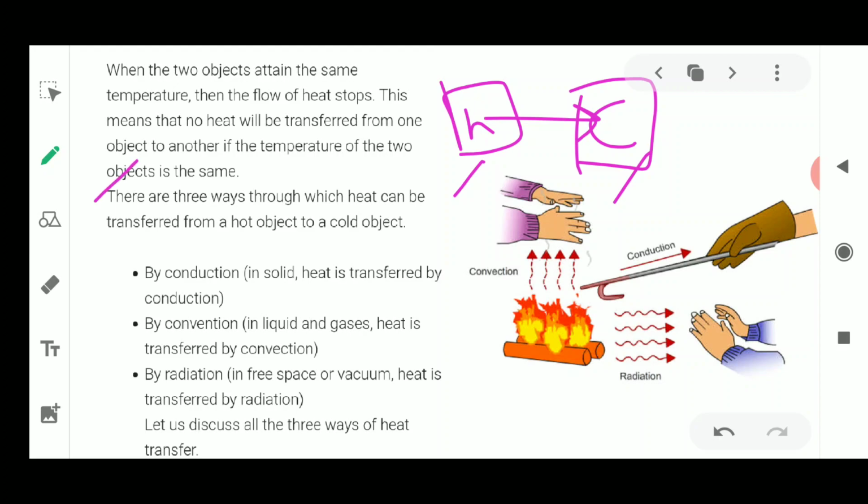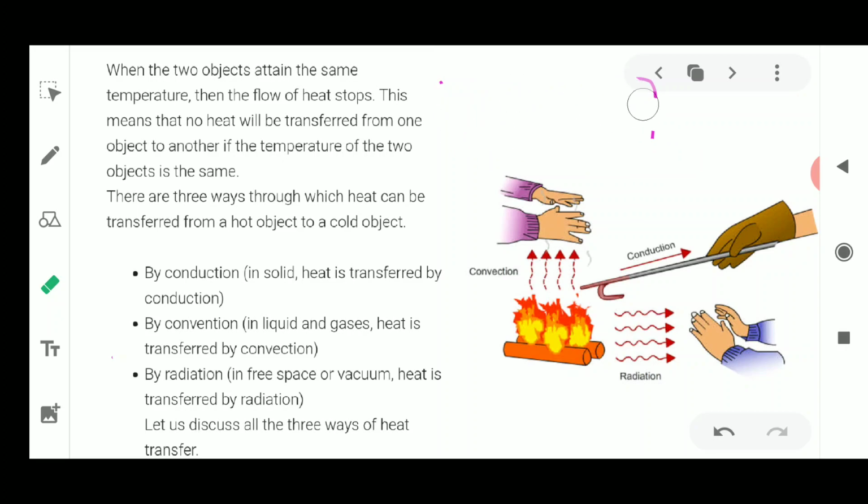There are three ways in which heat is transferred from the hot object to the cold object. The first way is conduction, then convection, and then radiation. These are the three major ways by which heat is transferred from the hot object to the cold object. Now let us discuss the meaning of the words conduction, convection and radiation in detail.